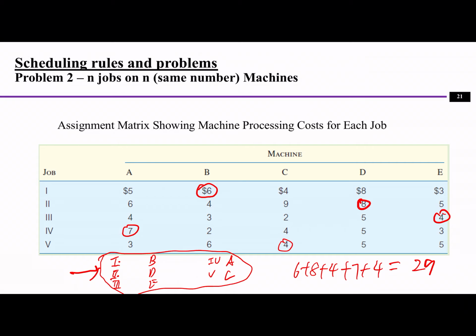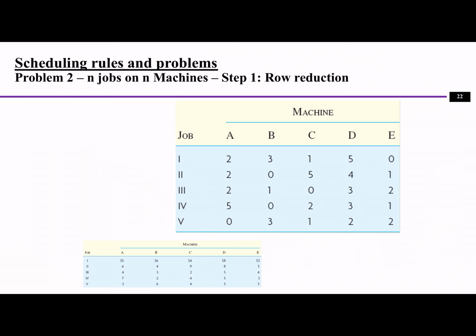All right. Then, how do we solve this kind of problem? Now let's look at this. The first step of solving this problem is we're going to do row reduction. Row reduction means we want each row to have at least one 0. Now this is our original matrix, right? You can see the first row is 5, 6, 4, 9, 8, 3. The second row is 6, 4, 9, 8, 5, but there are no zeros. But the first job is to make sure each row has zeros.